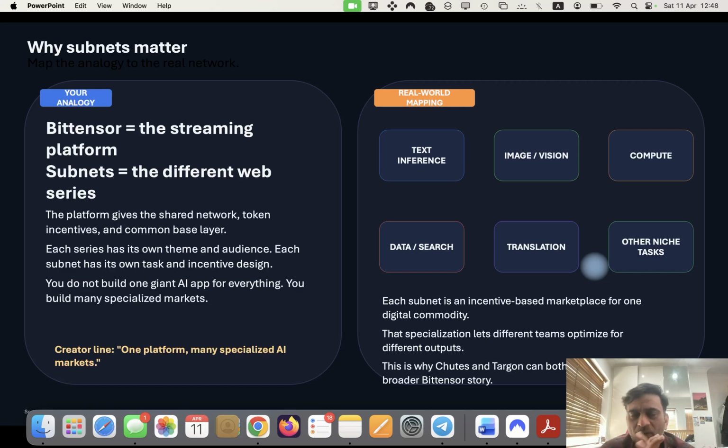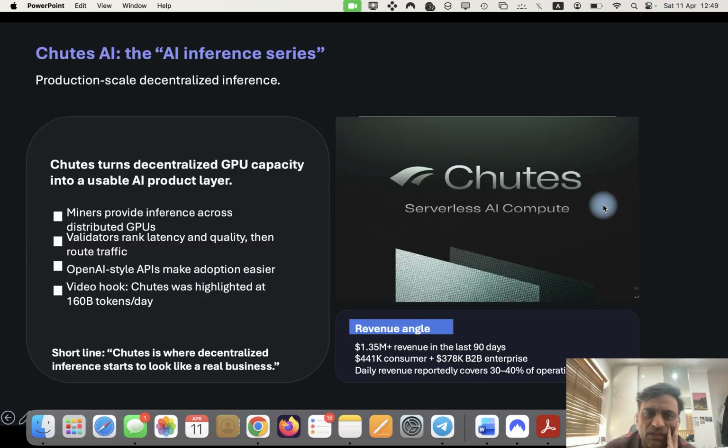And then we will talk about Targon. Then we will talk more about that. So that's the whole idea of having a subnet, having its own specific theme and audience. So that's about subnets, and that's how we can map it to the real world. In the next slide, we will talk about Chutes and Targon in a bit more detail. So let's understand some very specific subnets.